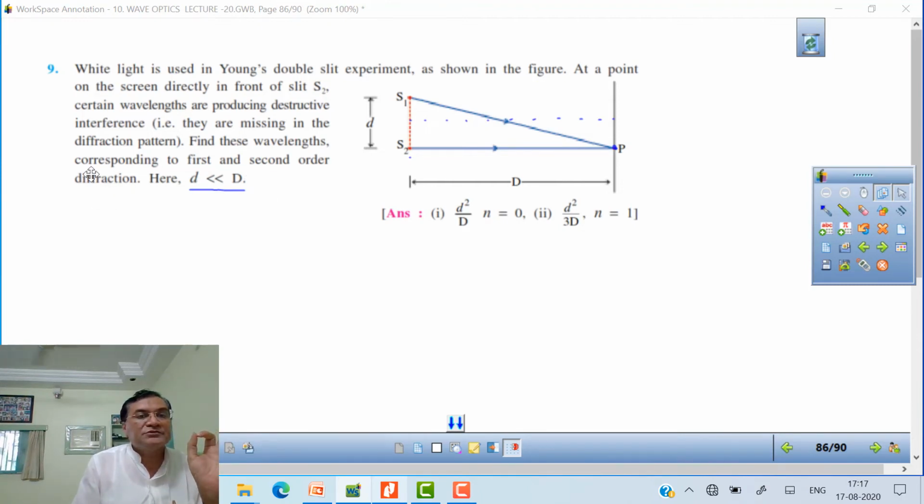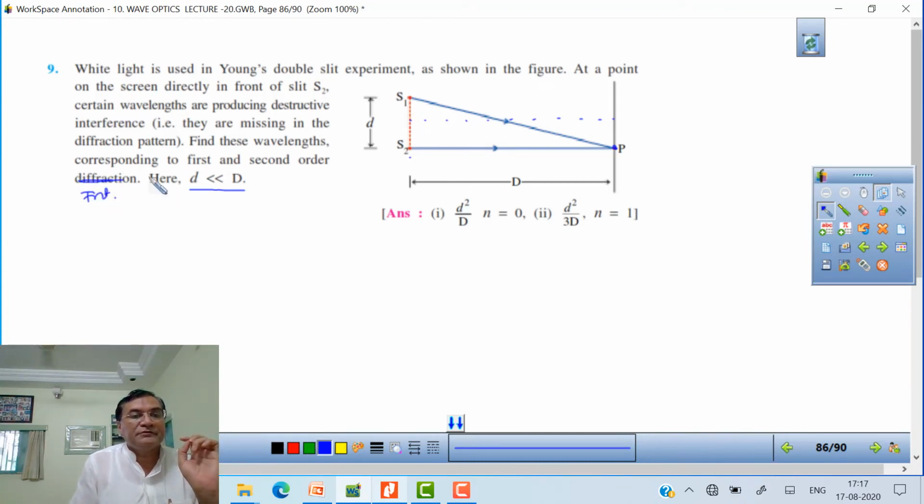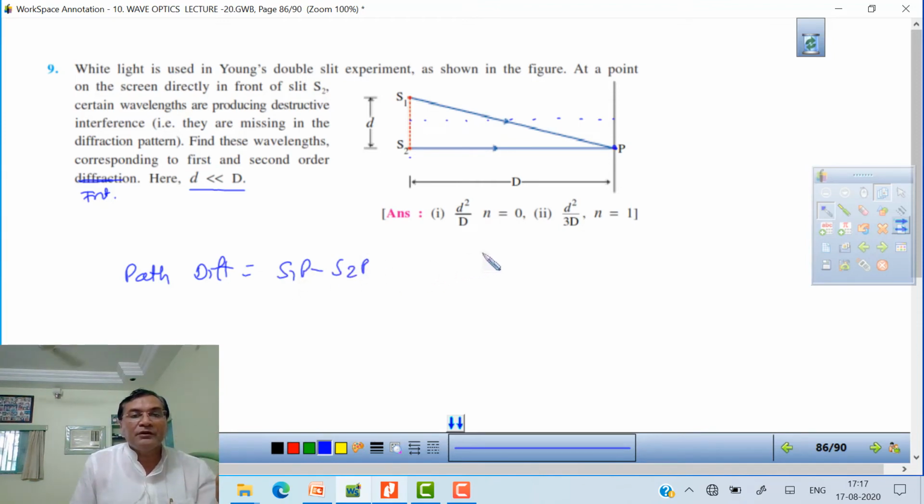This is not the diffraction word, but it is an interference word. This is interference. So here path difference is equal to S1p minus S2p, and for destructive interference it is equal to 2n minus 1 lambda by 2. N is starting from 1. If I write 2n plus 1, then n starts from 0. Okay. See, there is not any clarity.